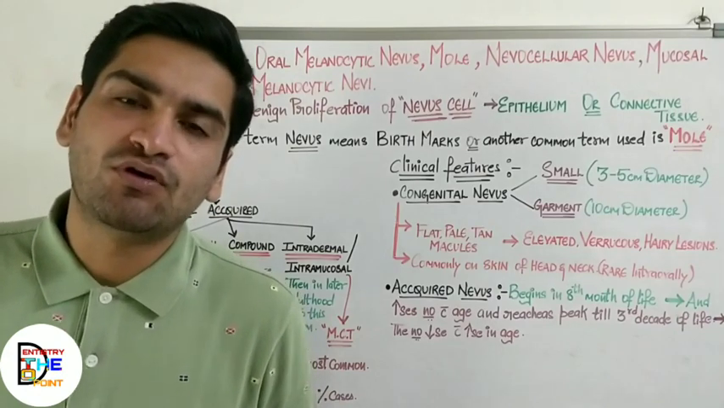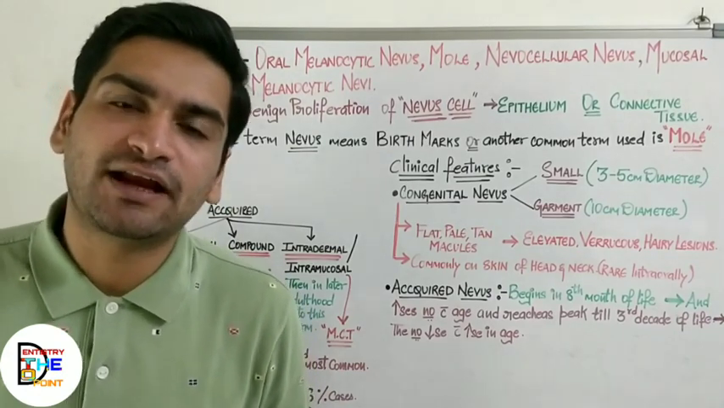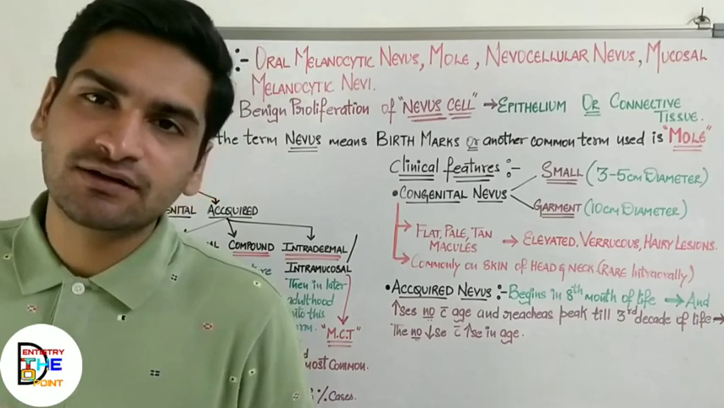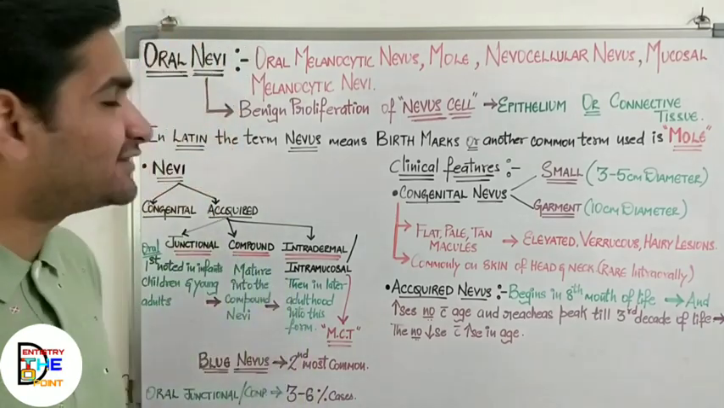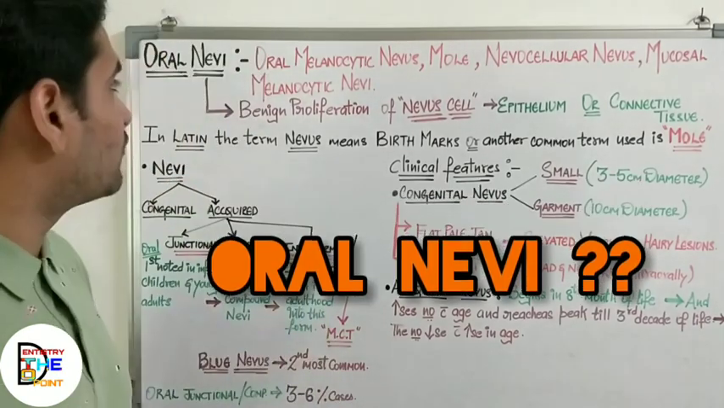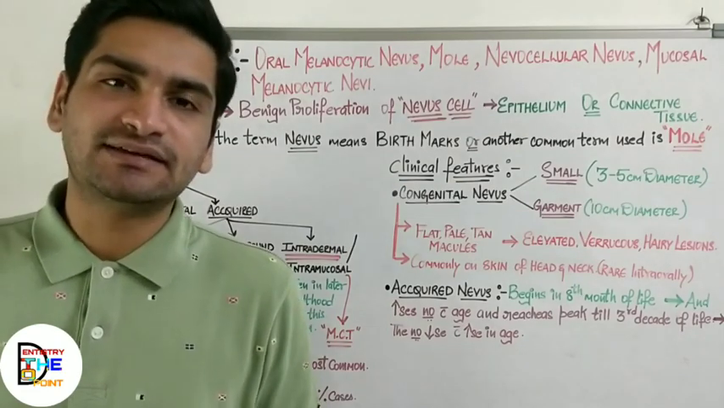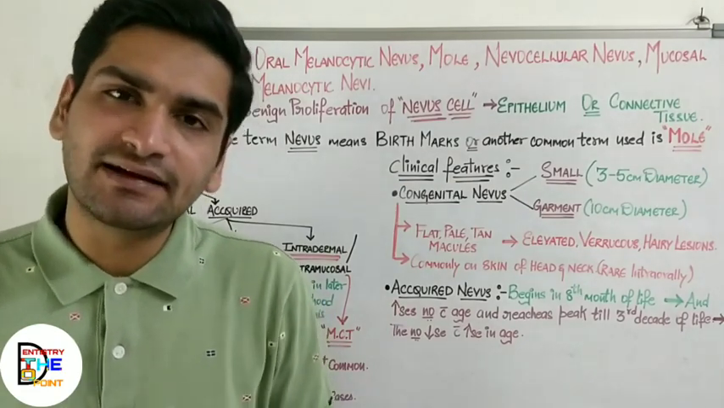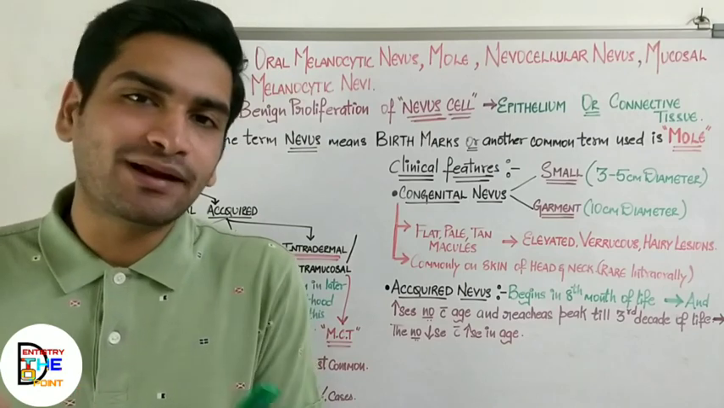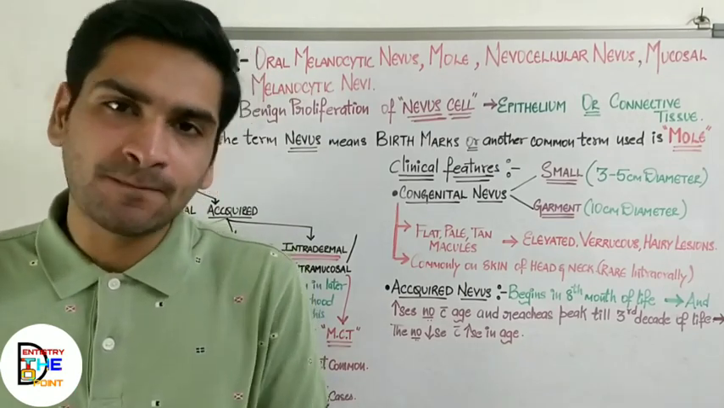So next we'll move on further to the topics of benign tumors of epithelial tissue origin. The next topic for our discussion is oral nevi. Now what is oral nevi? We can say that oral nevi is a congenital, developmental or tumor-like malformation of skin or mucous membrane.